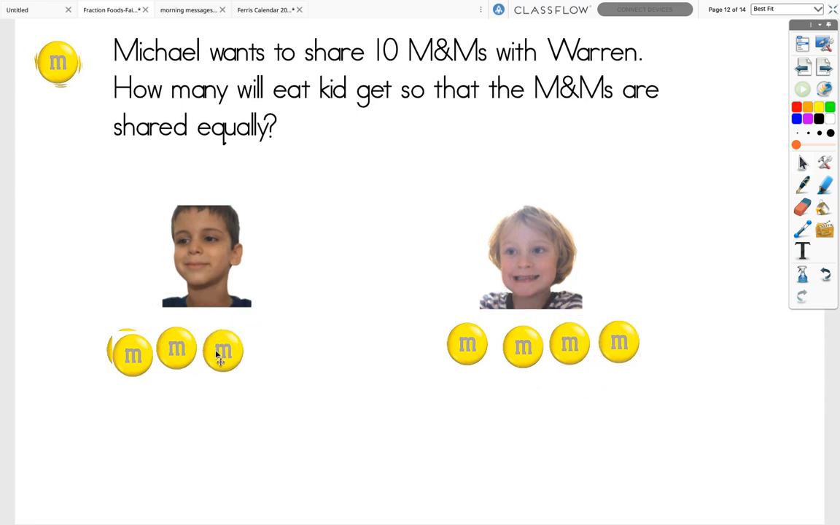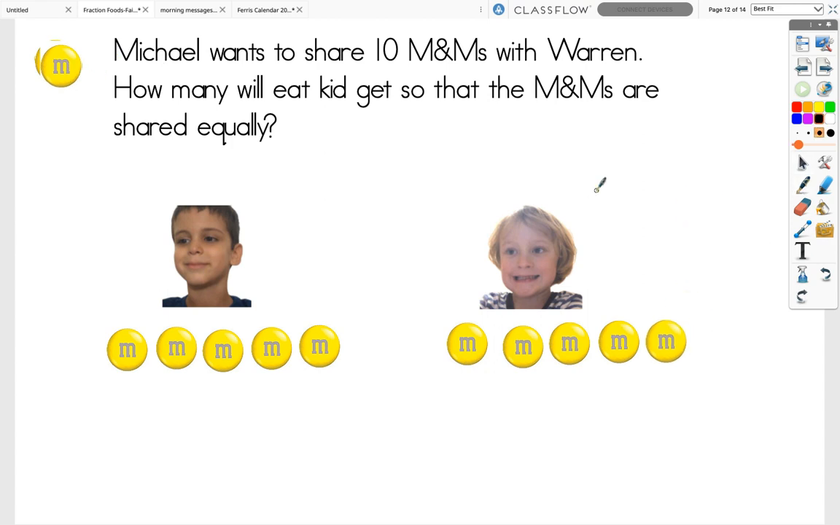Oopsies. We're going to count by twos. It's kind of hard to follow me. 2, 4, 6, 8. So we have 8 altogether, and then we need 1 more for Michael, which makes 9, and 1 more for Warren, that makes 10.